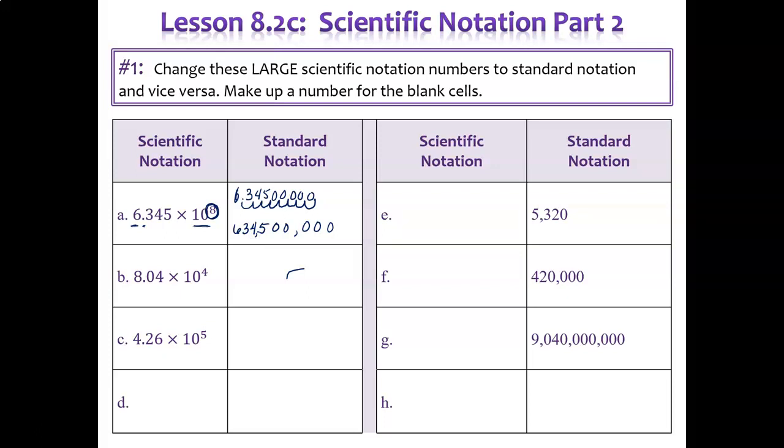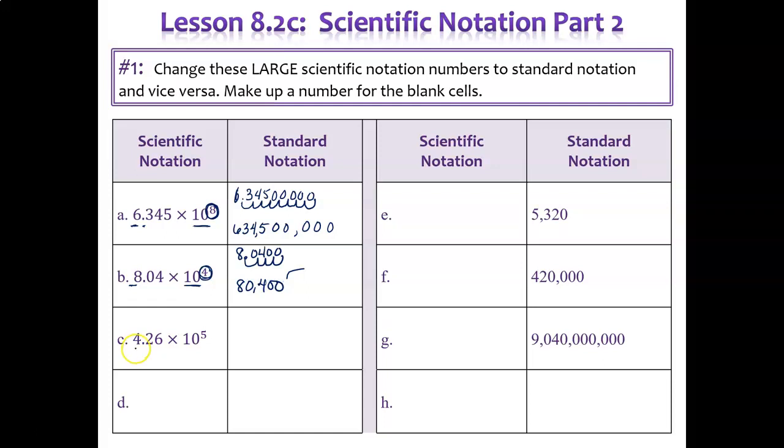So let's look at B. Here is your significant digit. Here is your order of magnitude. This 4, it's positive, so you're going to move to the right, tells you to move your decimal over 4 places. So we're going to go 1, 2, 3, 4, fill in the rest with zeros. So we have 80,400.